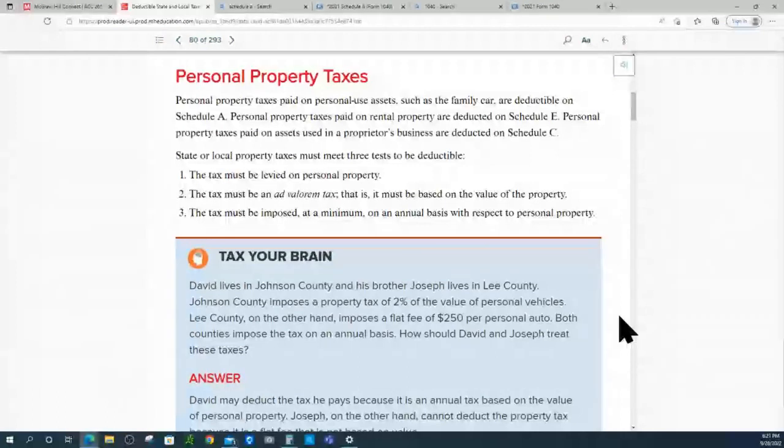Personal property taxes, we're going to start talking about that. So first off, it has to be levied on personal property. Obviously, it wouldn't be a personal property tax if it wasn't. It has to be what they call an ad valorem tax, which means it has to be based on the value of the item, not on some other factor. Like sometimes cars, the tax on them is based on their weight. If it's based on weight, it's not an ad valorem tax, and it would not be a deductible local tax or personal property tax.